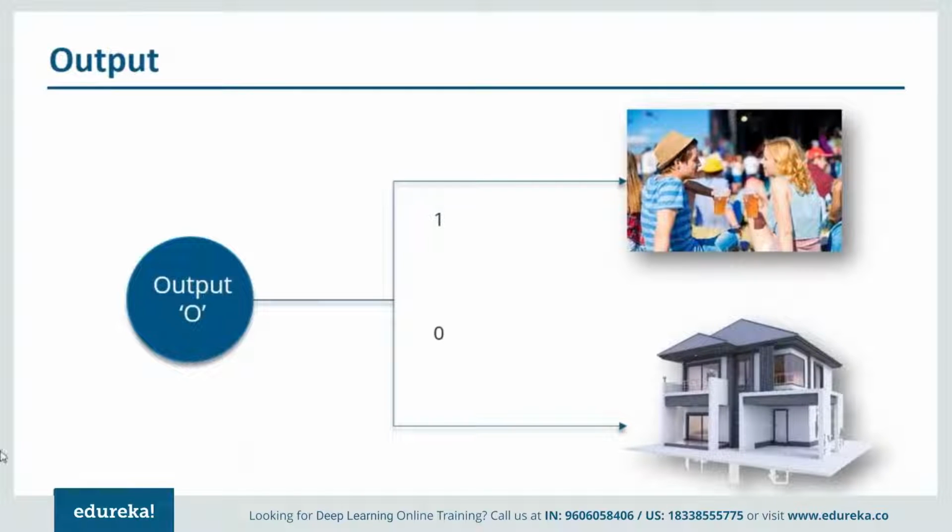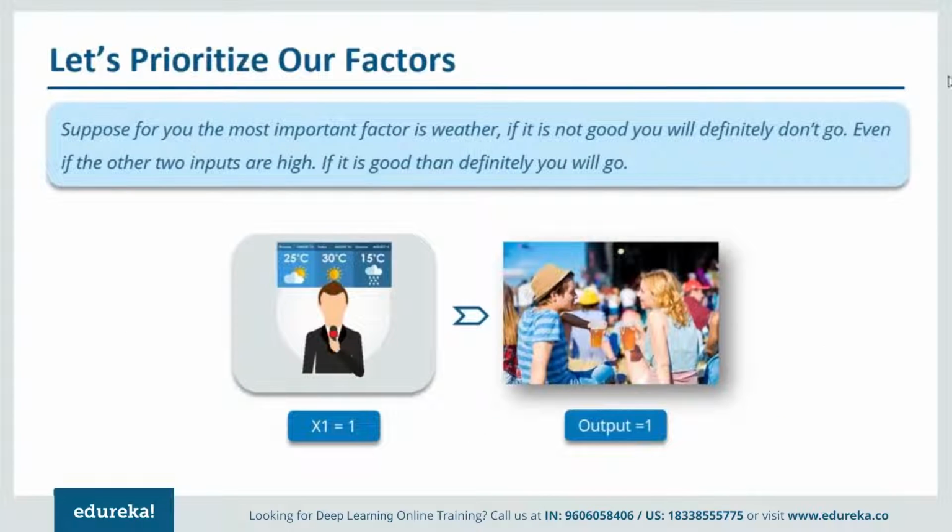Alright, let's prioritize our inputs or factors. Here our most important factor is weather. If weather is good, I love beer so much that I don't care whether my wife is going with me or not, or whether public transport is available. If weather is good, then definitely I'm going there. That means when x1 is high, output will definitely be high. So how do we prioritize our factors, or give more importance to a particular input and less to another input in a perceptron or in a neuron?